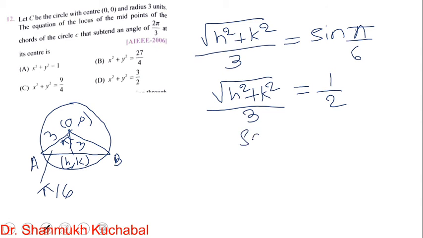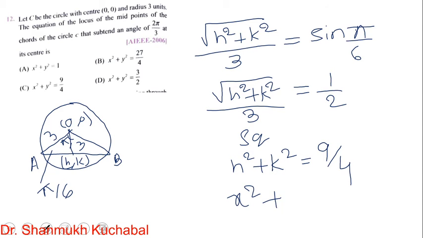We have to square and simplify this. So we get h² + k² equal to 9 divided by 4, and we replace h by x and k by y. So we get x² + y² = 9/4. This is the answer we get, so clearly option C is the right answer. You can take a screenshot of this.